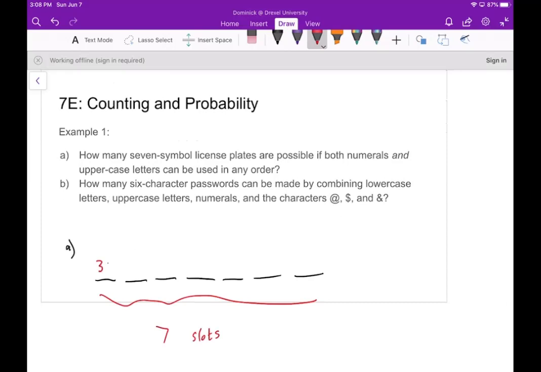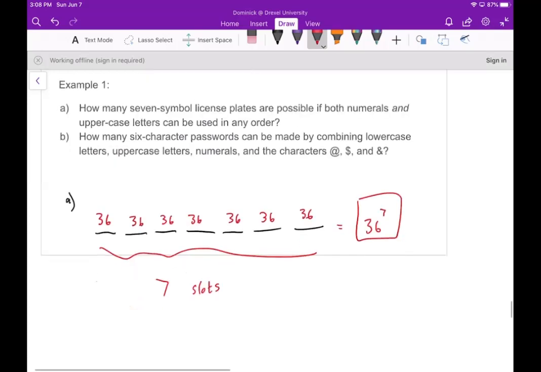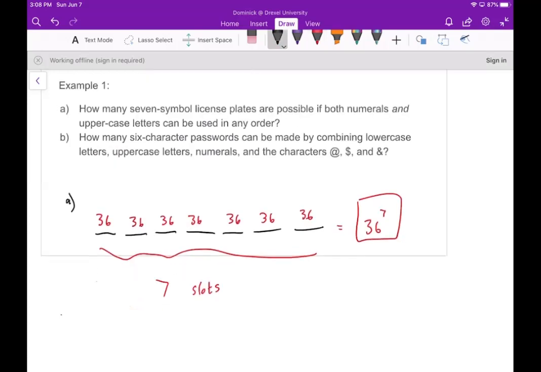So then for each slot, you have 36 possible characters to choose from, right? So if for each slot you're choosing 36 things, and you're doing that 7 times, then you have 36 to the 7 possible choices. And we're just going to leave it in this form because if you put this in your calculator, you're going to get some huge number. All right, so a lot of times we just prefer to leave it in this way.